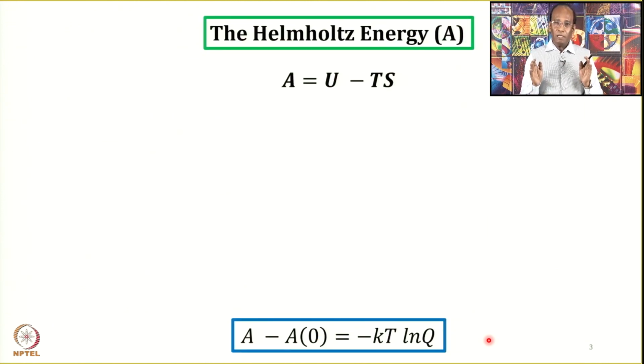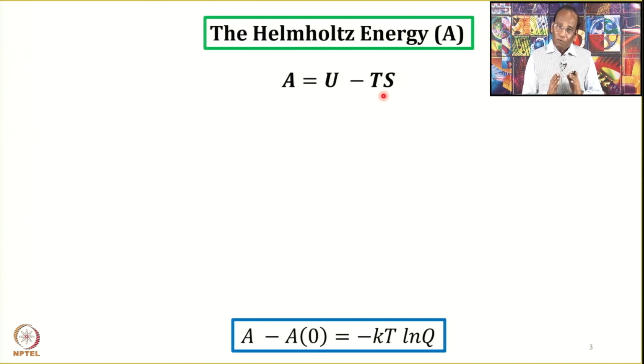The equation that eventually we will derive is A minus A0 is equal to minus kT log Q. Now, how to get this? A is called Helmholtz energy or Helmholtz function, and you also sometimes call it Helmholtz free energy. What is the definition of Helmholtz energy? The definition is A is equal to U minus TS. U, T, S are system properties. Therefore, A, the Helmholtz energy itself, becomes a system property.